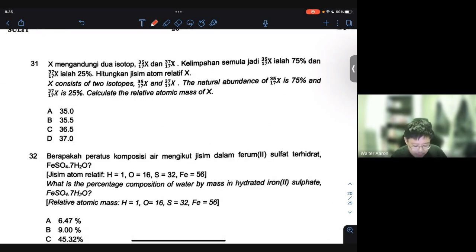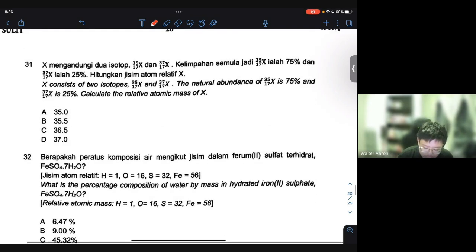All right, 31. X consists of two isotopes, chlorine. Sorry, not chlorine. It says X, but it's supposed to be chlorine. X consists of two isotopes, X-35 and X-37. The natural abundance of X-35 is 75%, and X-37 is 25%. Calculate the relative atomic mass of X. Very simple. All you have to do is just to do this.